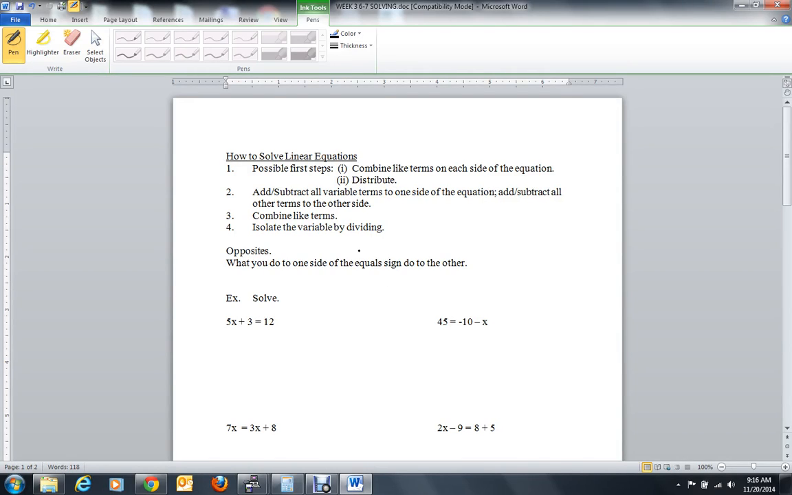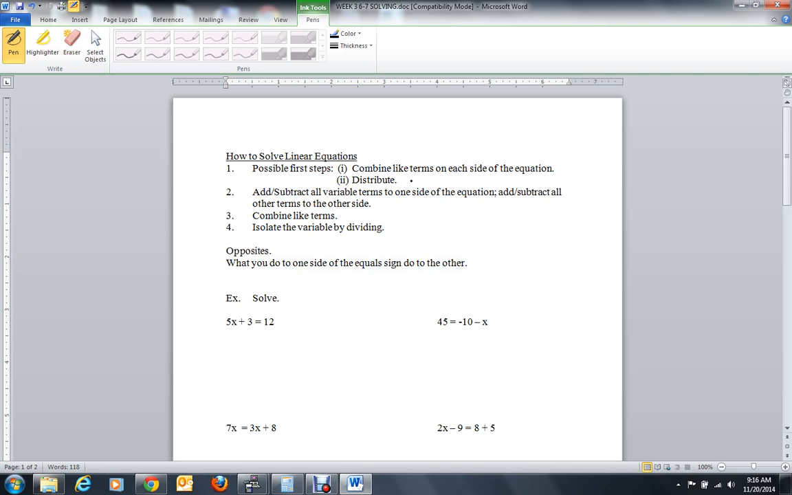Let's solve linear equations. Now these first steps are meant to make the problem shorter or easier as soon as possible. So anytime you can combine like terms on either side of the equal sign, do that. It makes fewer terms and makes the problem just a little bit easier to do.